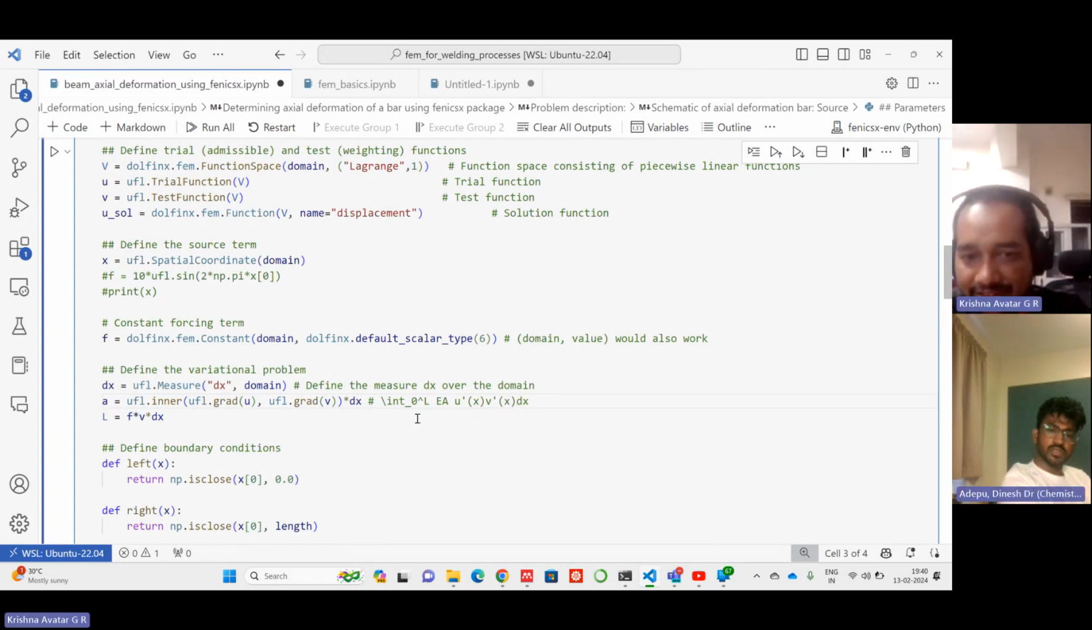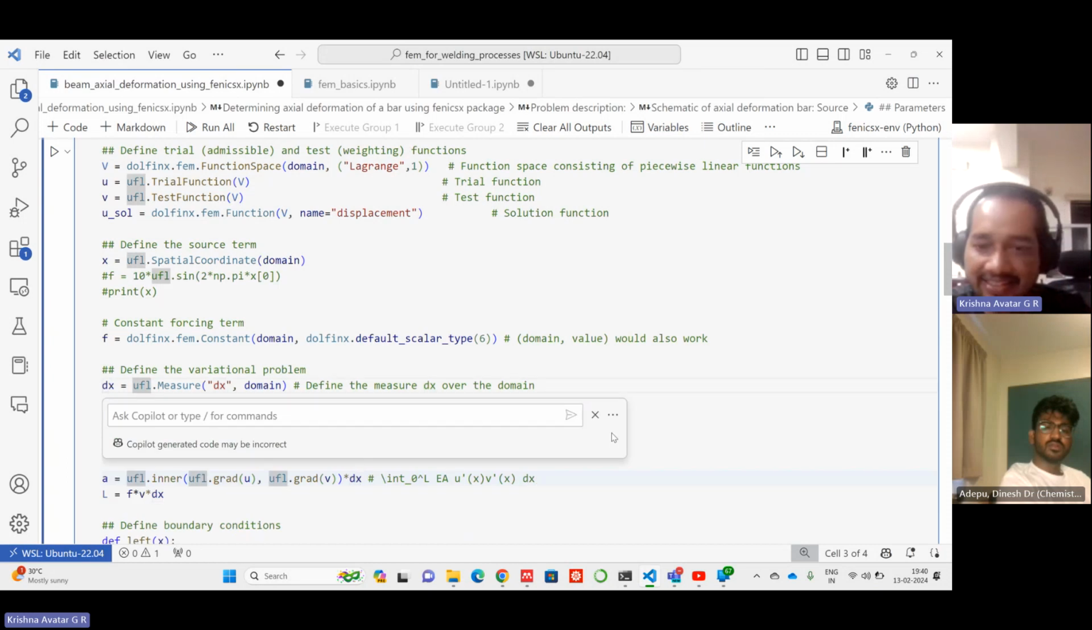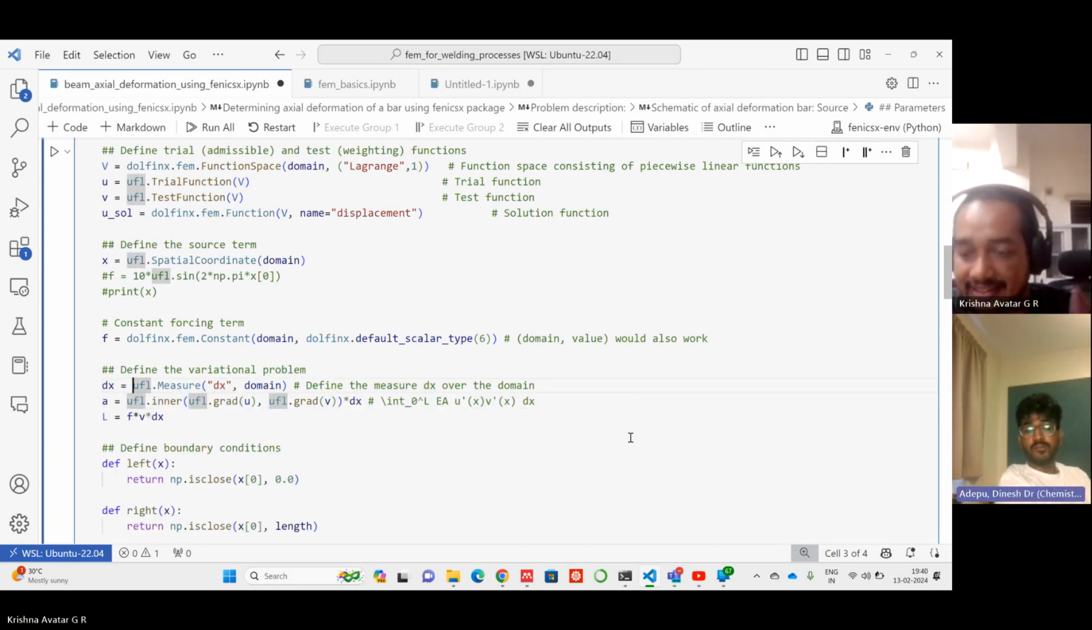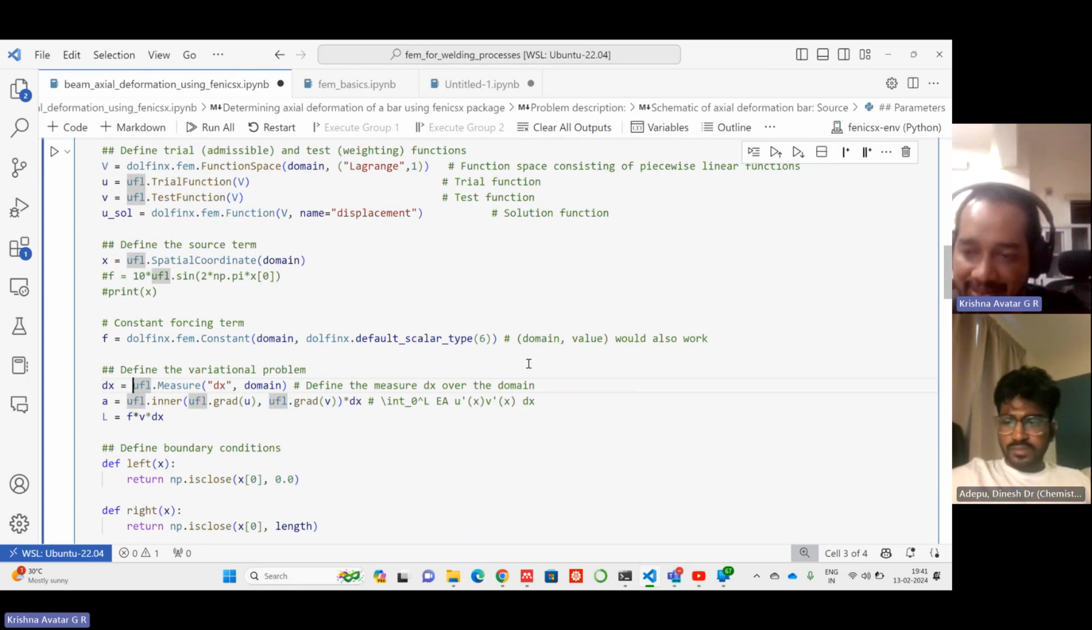This is the measure. So you're literally writing the integral equation here. This dx is the measure because it's some element. If you're dealing with 2D, then I think it will be dx times dy, or something like that. It automatically adapts itself based on what the geometry looks like.